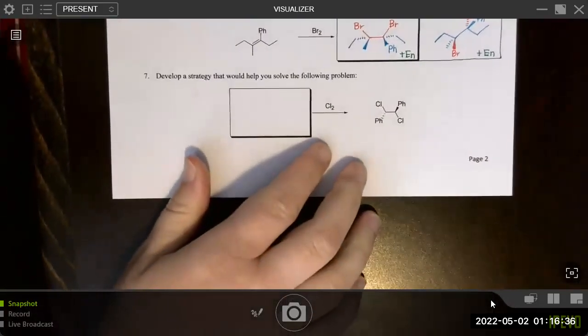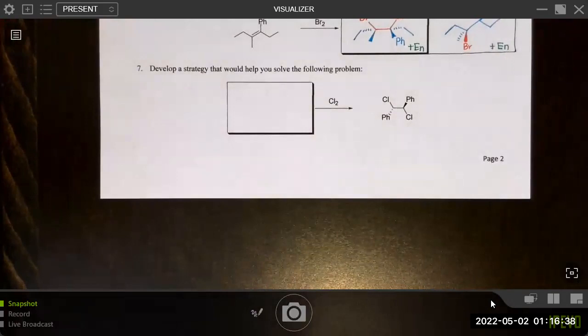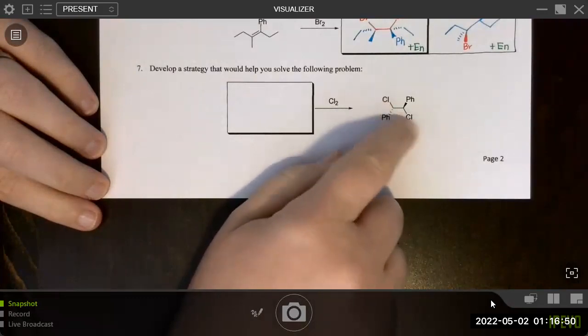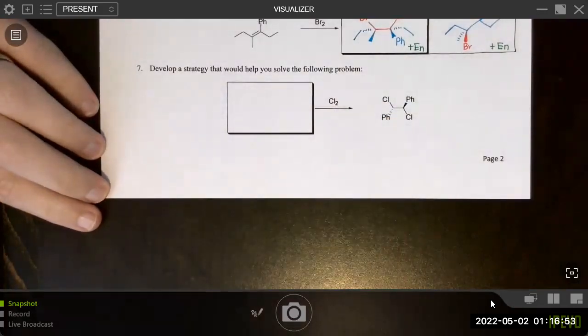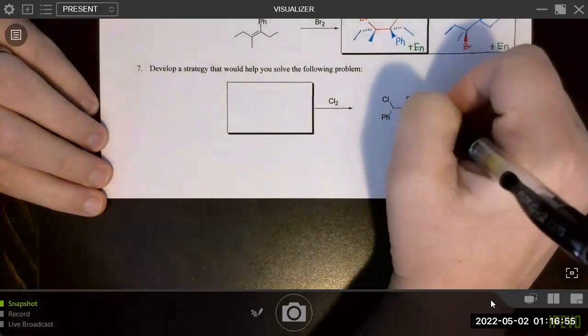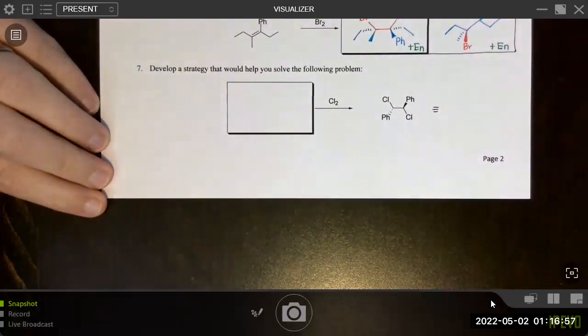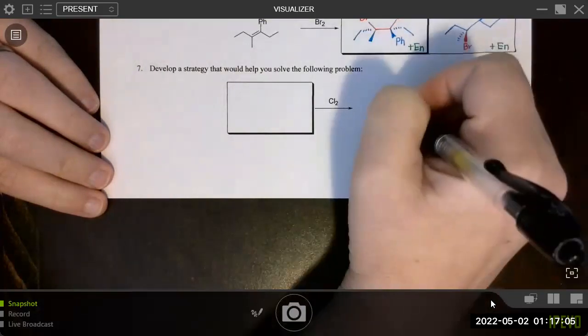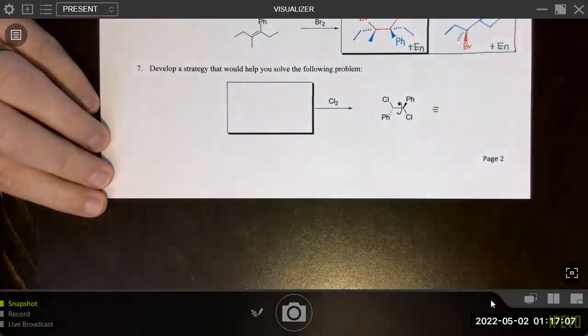Okay, let's look at the next one. Develop a strategy that would help you solve the following problem. So this one is a bit tricky because notice how the halogens are actually drawn as opposites, right? They're not drawn the same way we would have drawn them from model 1. So we could actually flip it. So that's one strategy, is just to do a rotation, right? Rotate one side, keep the other side steady, and then see what it would look like.